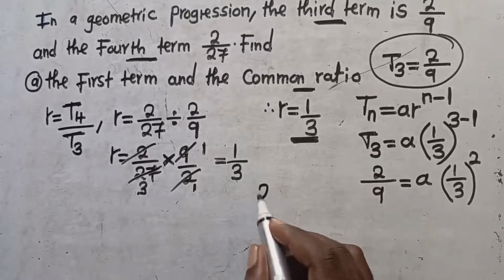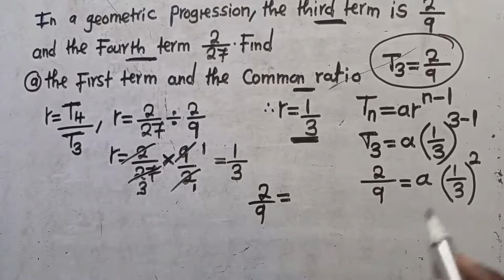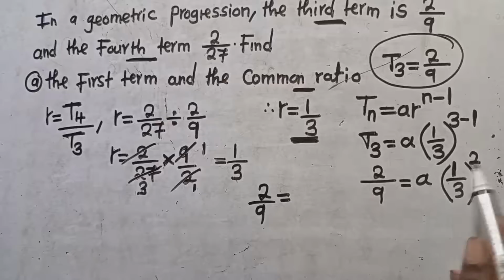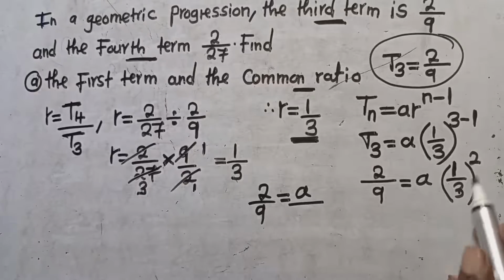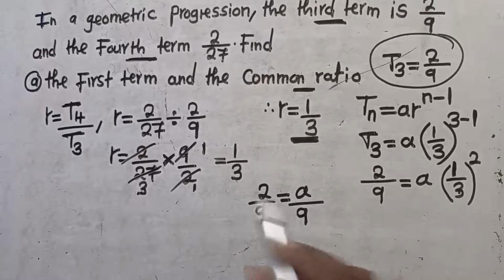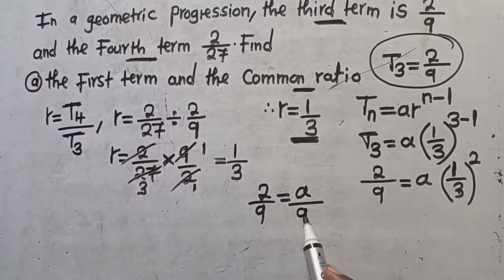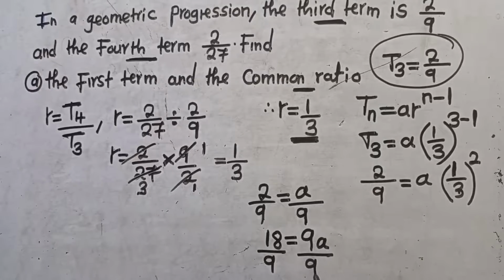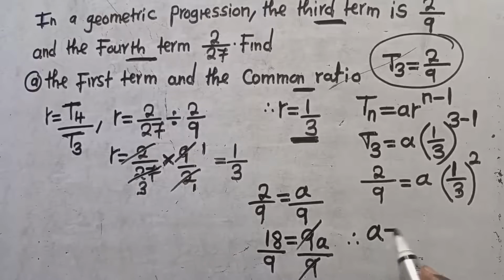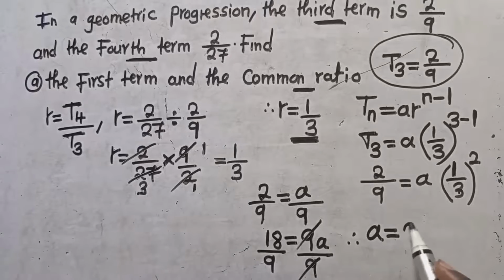This is just the same as 2 over 9 is equal to a. This one is just 1 squared, it is 1, over 3 squared. What is 3 squared? 3 times 3, which is 9. What do we do here? You cross multiply. 9 times 2, that is 18, which is equal to 9 times a, that is 9a. You divide both sides by 9. So what are you having here? This cancelled. Therefore, a is equal to 2.